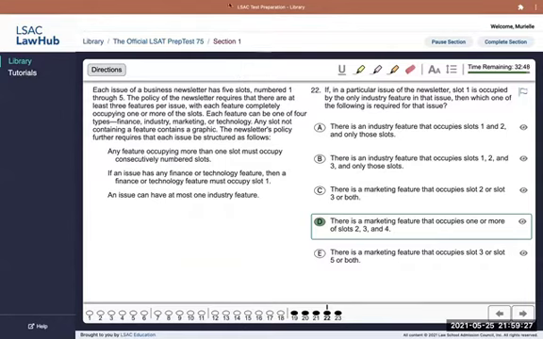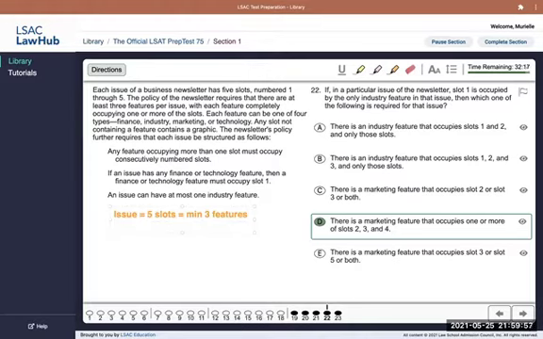So let's try to sort of map this out. Okay, so each issue has 5 slots, 1 through 5. So we've got an issue and it has 5 slots. The policy of the newsletter requires that there are at least 3 features per issue. So an issue has 5 slots, and within those 5 slots, we're going to have to get a minimum of 3 features. Okay, so one issue is 5 slots with a minimum of 3 features.